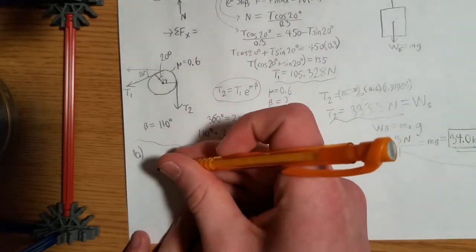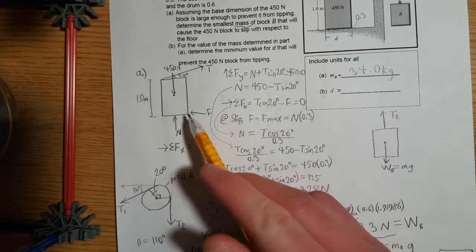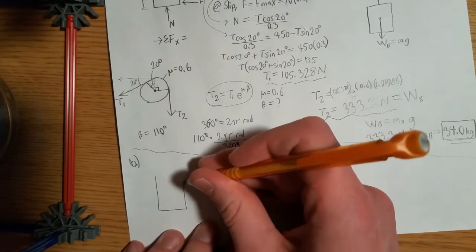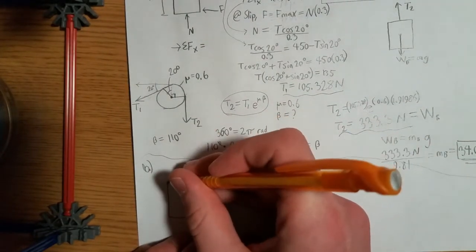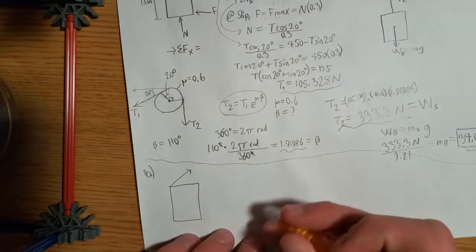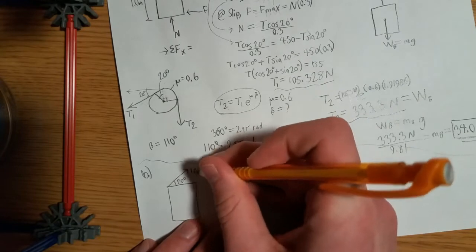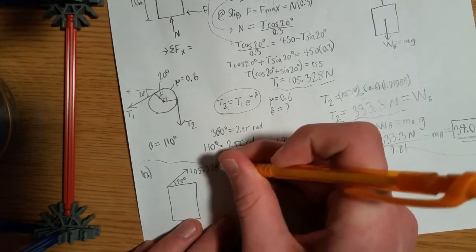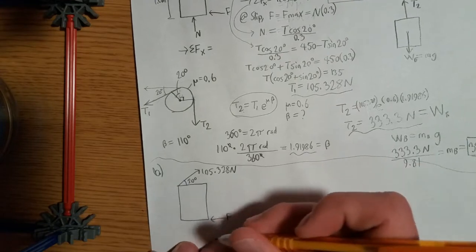So I'm going to go ahead and redraw the free body diagram. You could tailor the one that we have up here, but I drew it in a way that wouldn't really be conducive to that. So we've got our free body diagram up here. That's a really high angle, but it's still at 20 degrees. 105.328 newtons. We've still got friction down here.